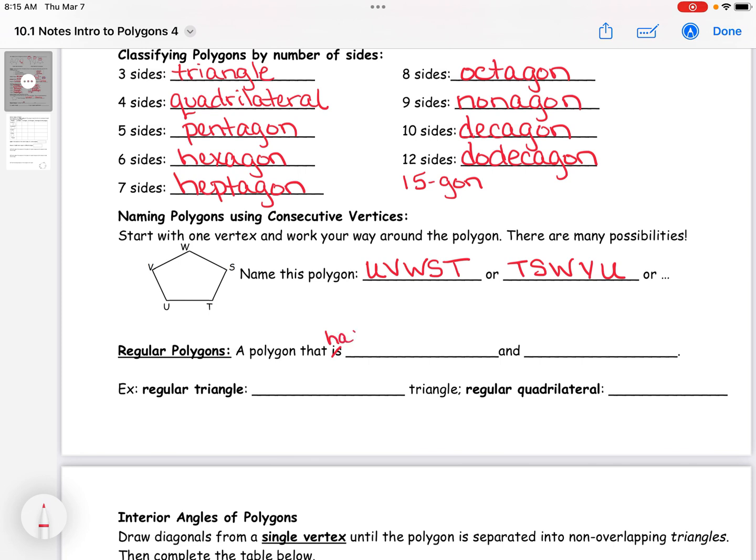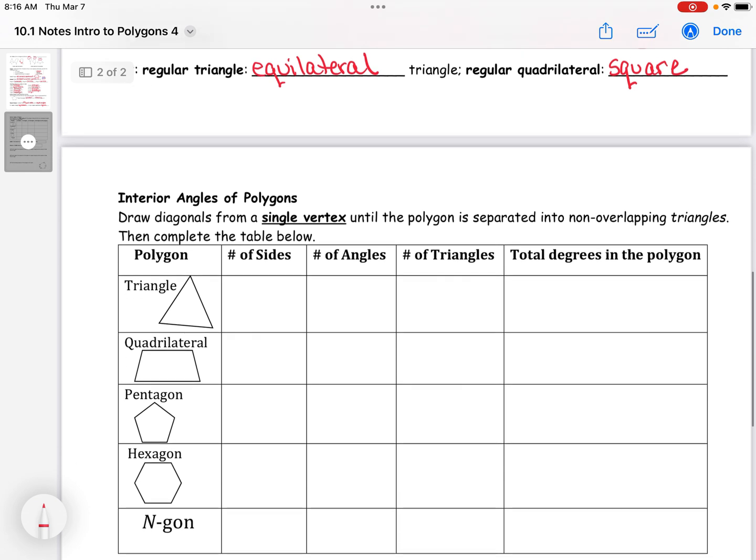All right, a regular polygon is the one you're used to seeing. It has equal sides and equal angles. Okay, so that means if it doesn't have equal sides, it's not regular. It's still a polygon, but it's not regular. So a regular triangle has all the sides and all the angles the same. There's only one triangle that does that, and we call it equilateral. And a regular quadrilateral, all the sides have to be the same and all the angles have to be the same. And the one that matches that criteria is a square.